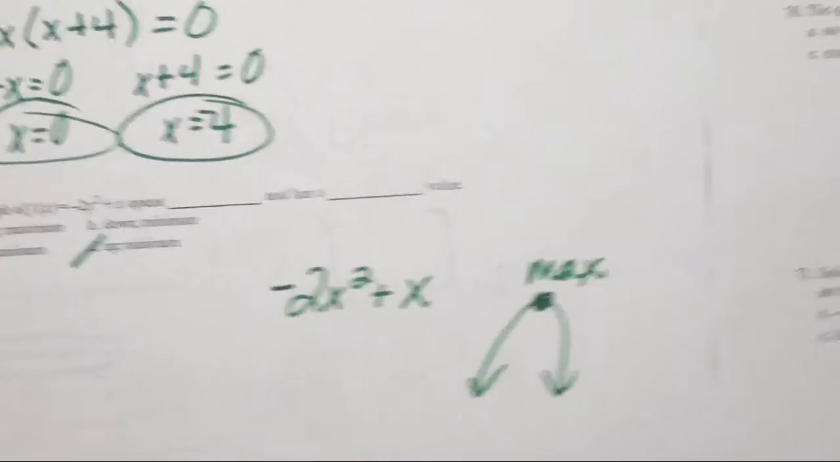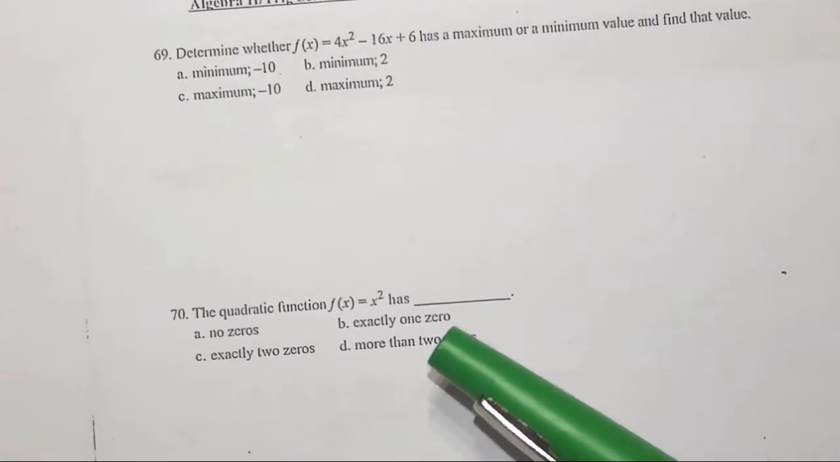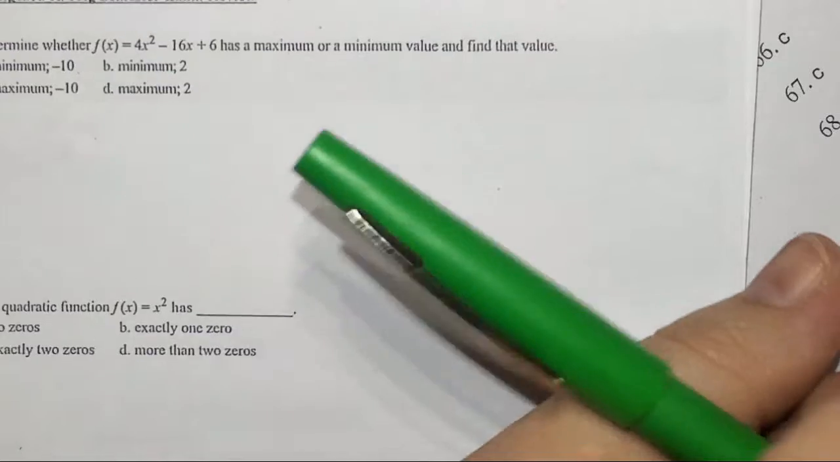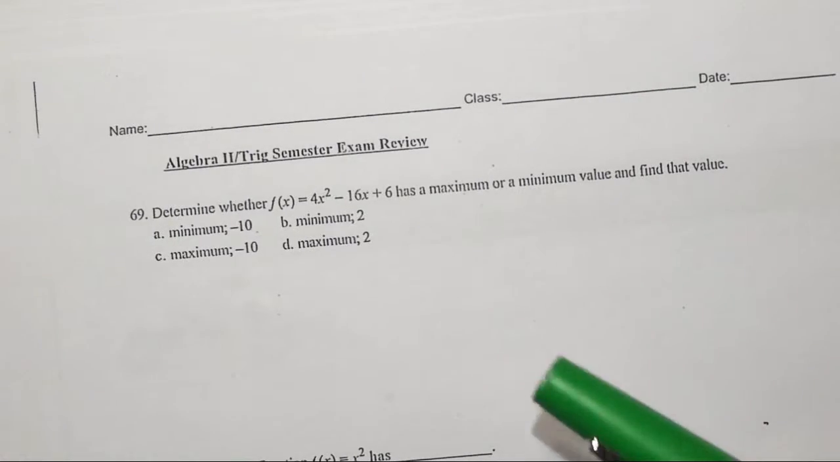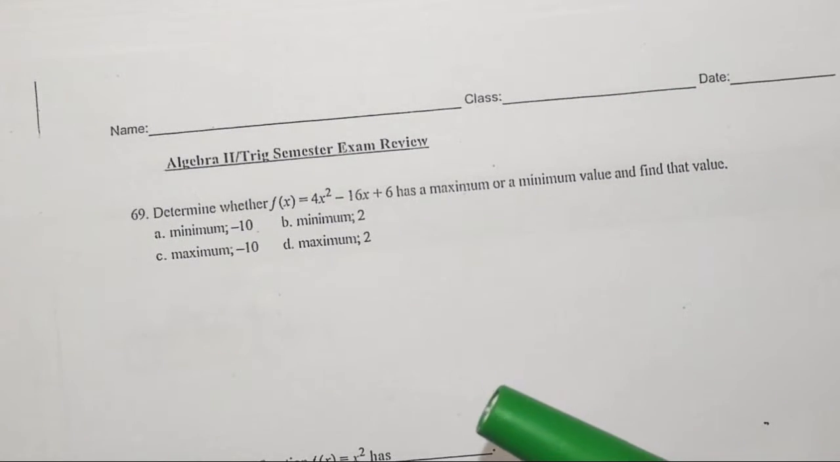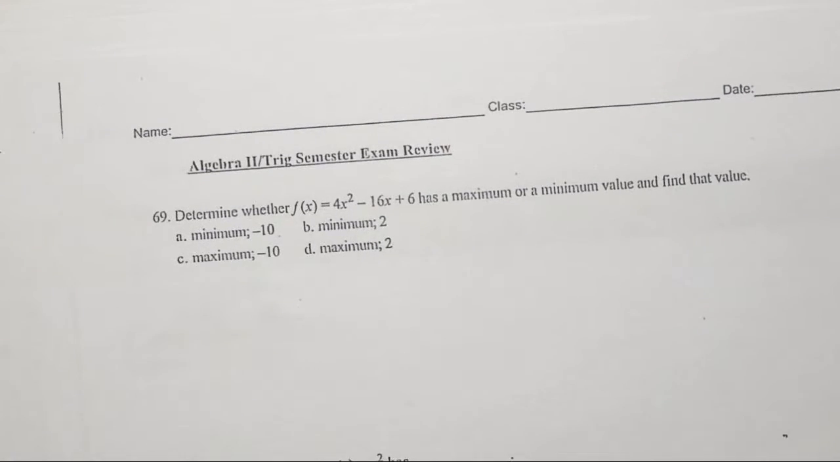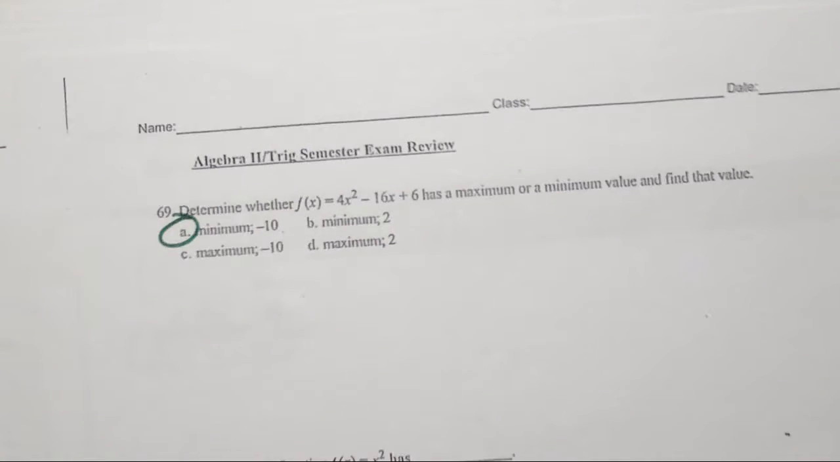Okay, 69. We need to know if our function 4x squared minus 16x plus 6 has a max or a min, and we need to find out where that max or min happens. It is a min, and where does it happen? Yes, ma'am. You get your point.